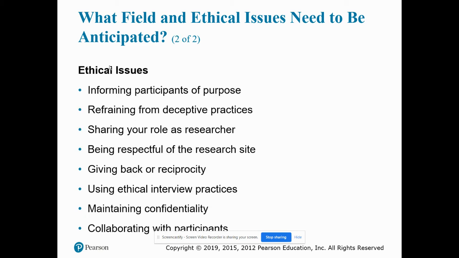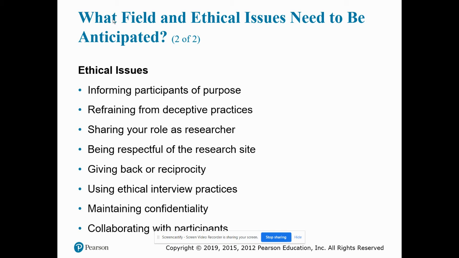Okay. Now, there are some ethical issues that could arise, and some examples of that your book talks about is maintaining confidentiality. Okay, so that's important. You're collaborating with participants. We want to maintain our ethics there. Refrain from deceptive practices. You're informing participants of the purpose. So, those are just some of the things that you have to make sure you're not going to breach.